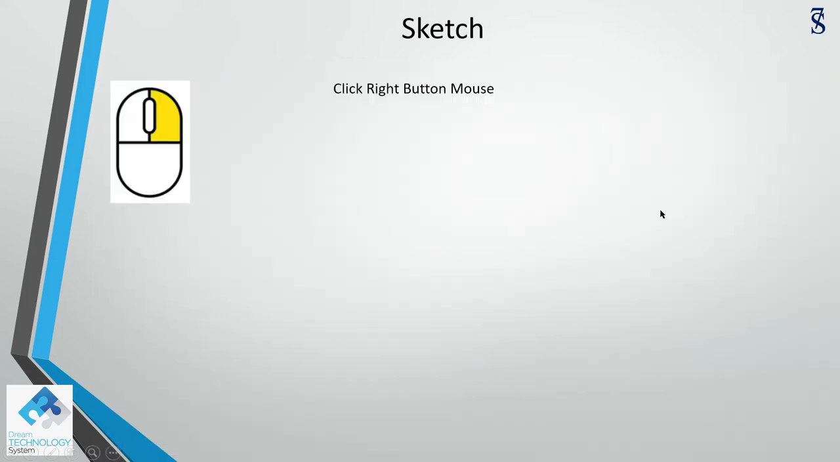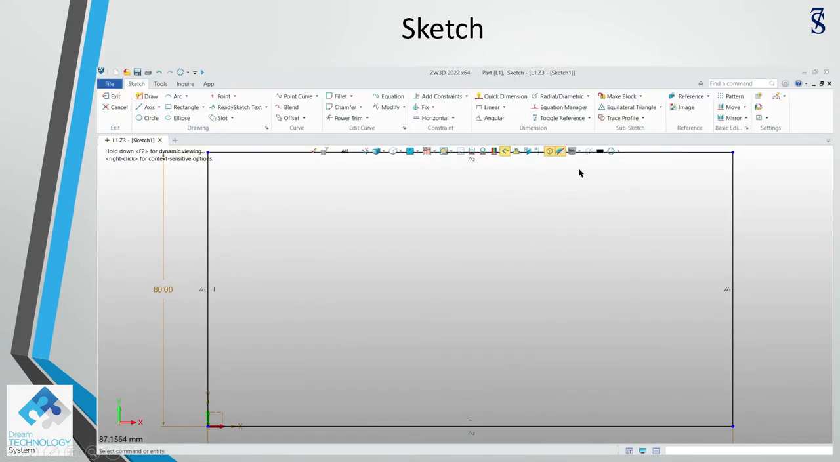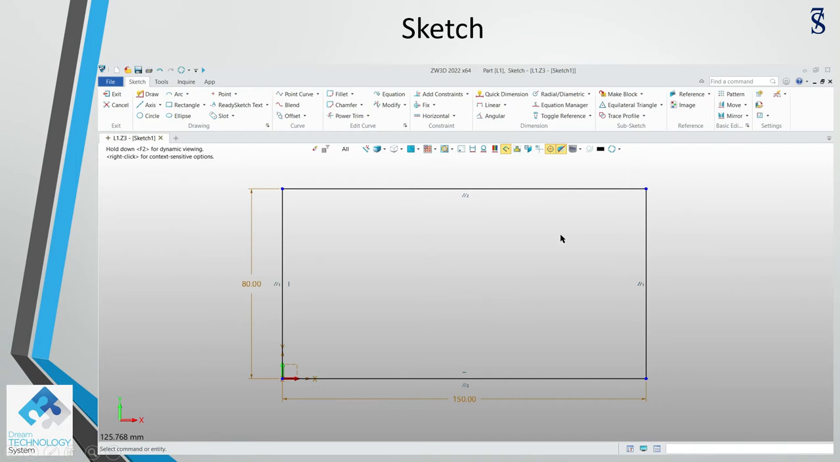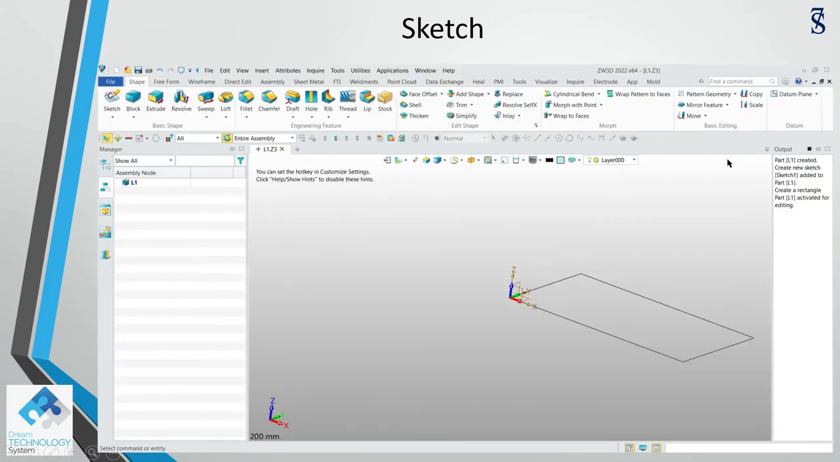How about the right mouse button? You can click the right mouse button, and then click plan view, and it will zoom to fill up the whole screen. It's too big for you, so you can use the middle mouse to scroll down, meaning you roll down 2 times downward, so eventually you can see this much better. After that, you just click the exit button, and then you can see this sketch is completed on the XY plane.